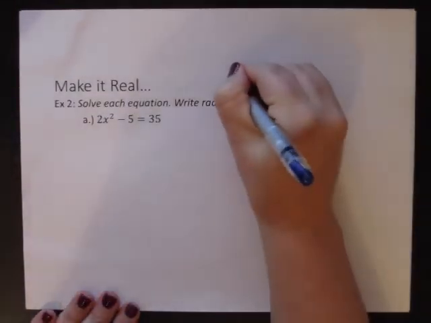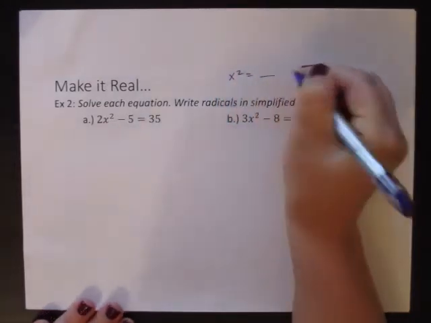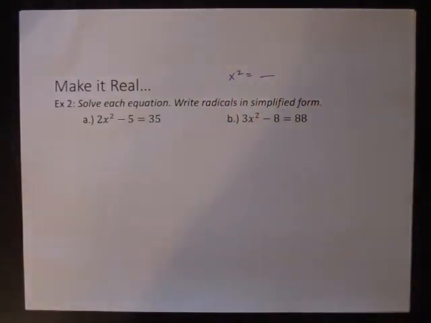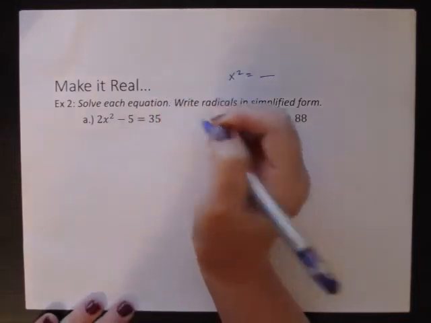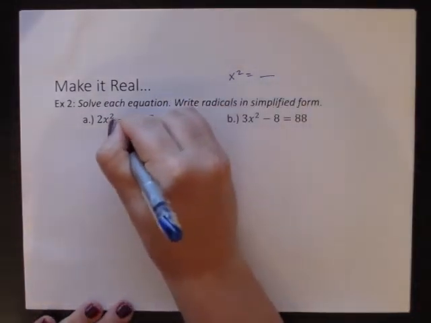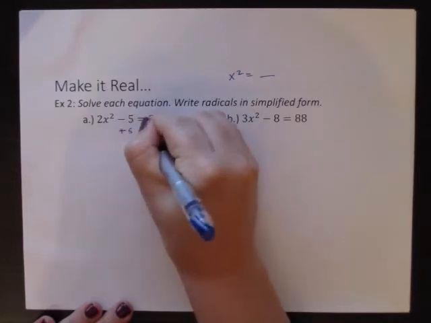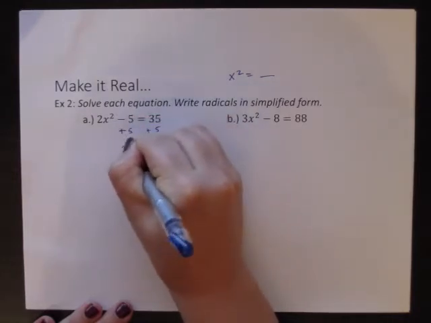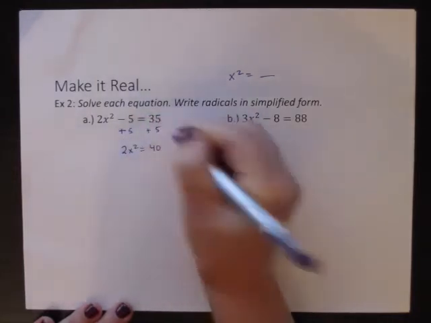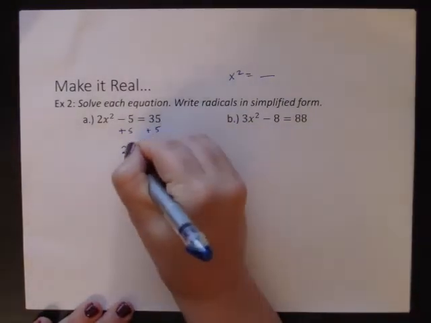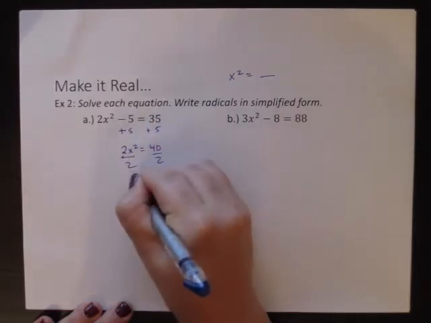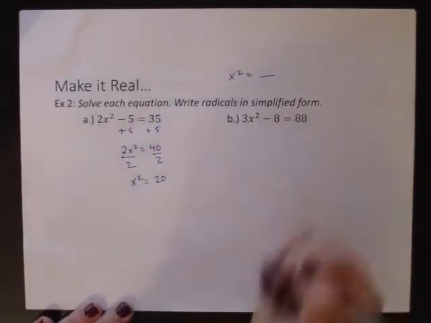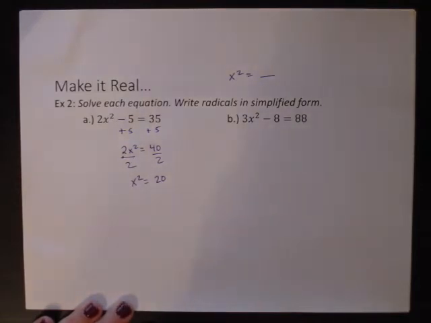Okay, so let's make it real with some equations. Our goal is to get it into x squared equaling some type of number. Then we can apply the square root property. So solve each equation, write the radicals in simplified form. So we have 2x squared minus 5 equals 35. So first thing that I would do to get x squared by itself is add 5 on both sides. So I got 2x squared equals 40, because 35 plus 5 equals 40. Next, I'm going to divide by 2, and I get x squared equals 20, because 40 divided by 2 is 20.